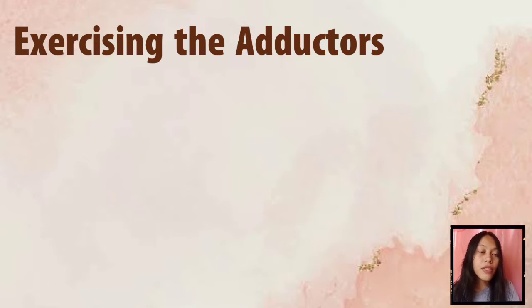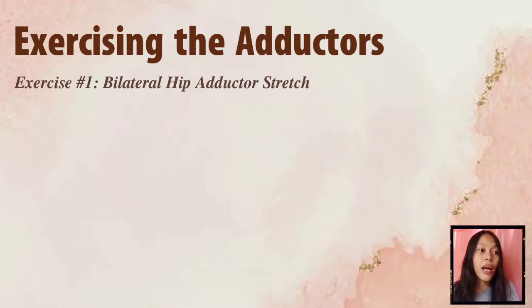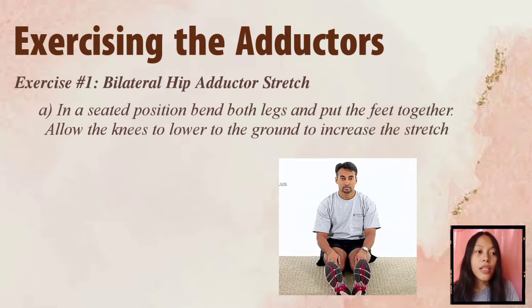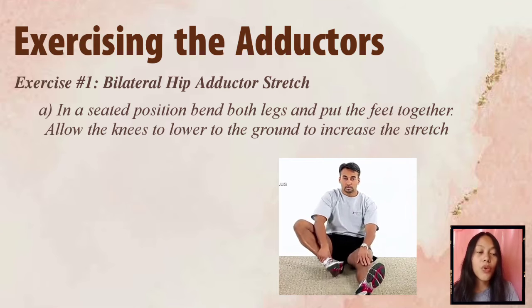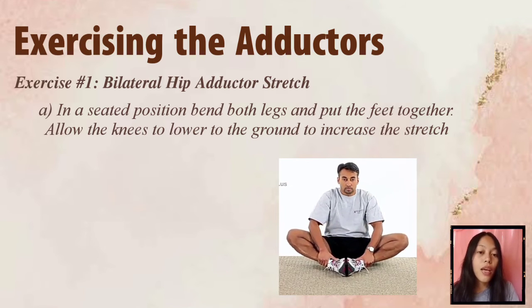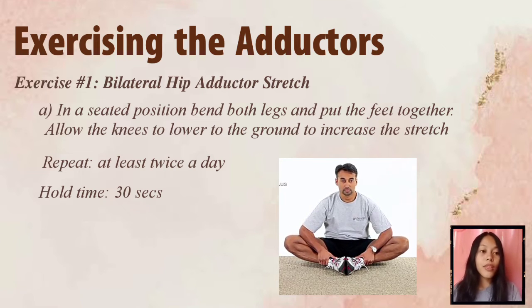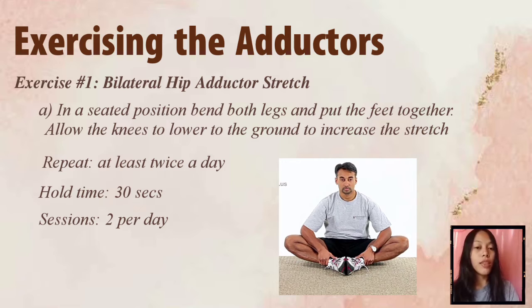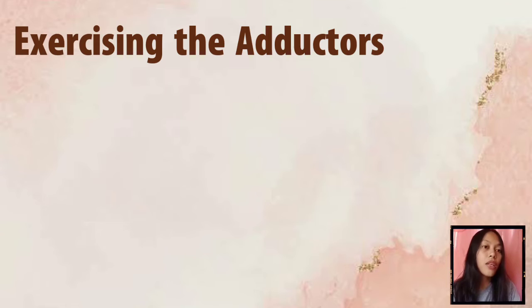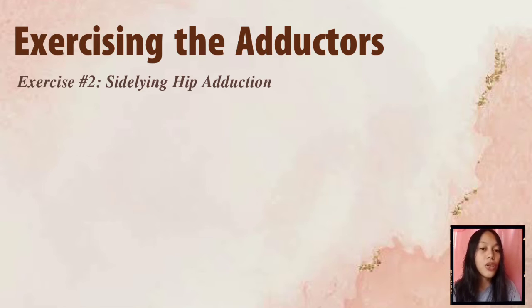So, here are some exercises we can do to strengthen the adductor muscles. First is the bilateral hip adductor stretch. To perform this exercise, in a seated position, bend both legs and put the feet together. Allow the knees to lower to the ground to increase the stretch, and repeat it at least 2 times a day, and hold it for 30 seconds and have at least 2 sessions in one day and have at least one set.